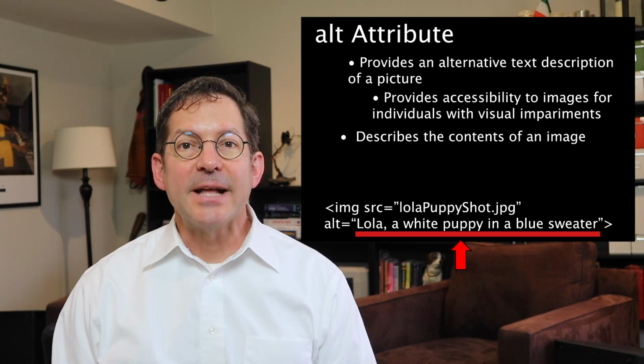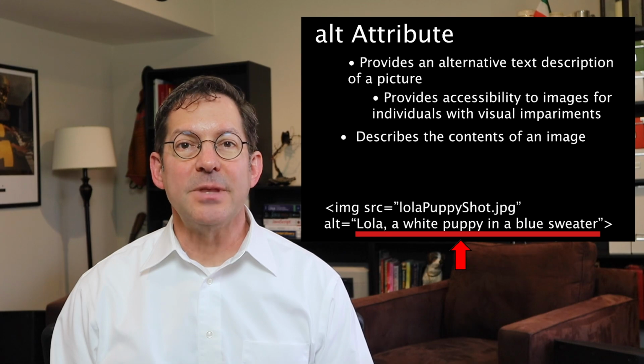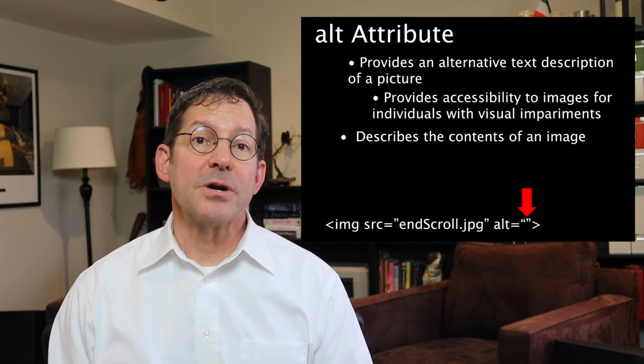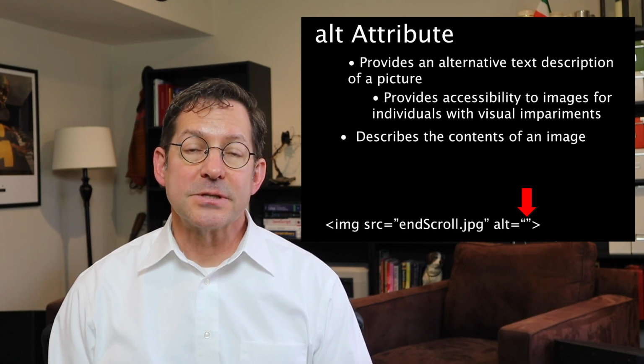If the image adds to the information on a page, the alternative text should clearly describe the image. If the image is merely decorative, you should code the alt attribute with an empty set of quotes. The important point is that you should always code the images on your page with alt tags. In the United States, it's a legal requirement that all websites ensure accessibility to the content. More importantly, by making your page accessible, you are making the content available to everyone.